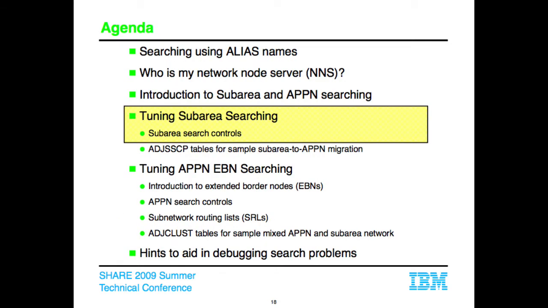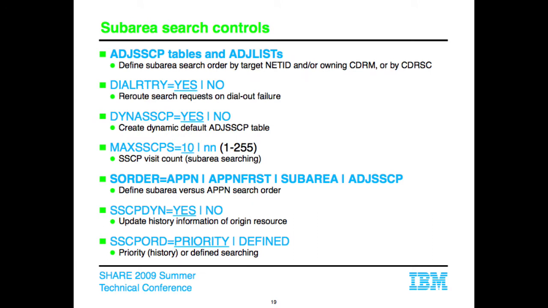The next topic is on tuning the subarea network. I'm going to tell you what the subarea search controls are, and then we're going to walk through a sample subarea to APPN migration where we can actually use adjacent SSCP tables, and show you how you would modify them during each step of the migration. So first of all, the subarea search controls. You've got the adjacent SSCP tables and maybe these ADJ lists that I was talking about. You've got dial retrial, dynamic adjacent SSCPs.